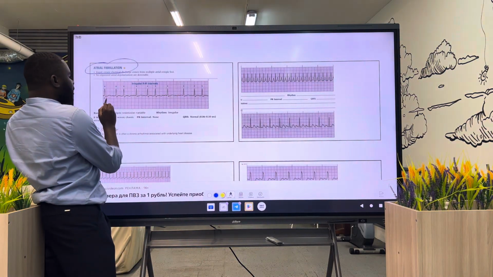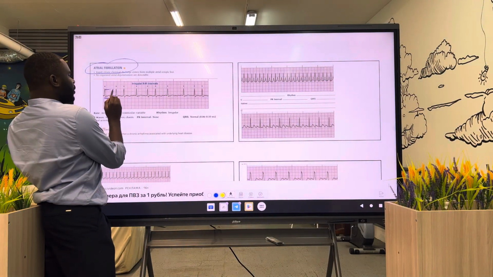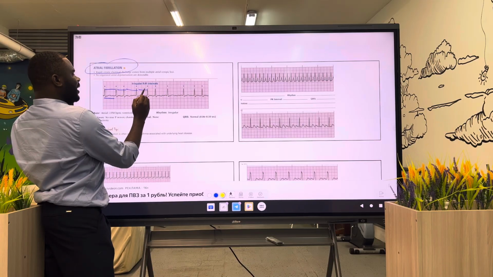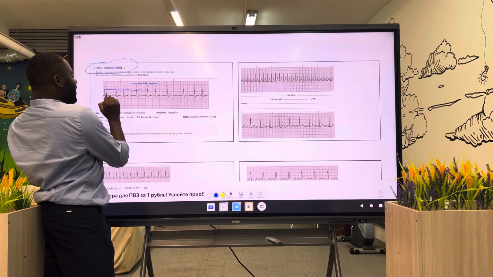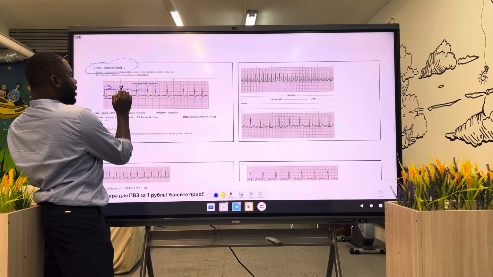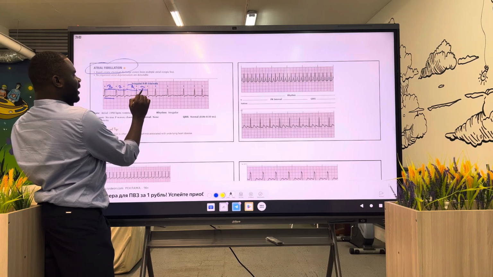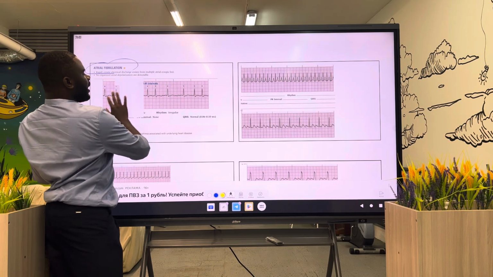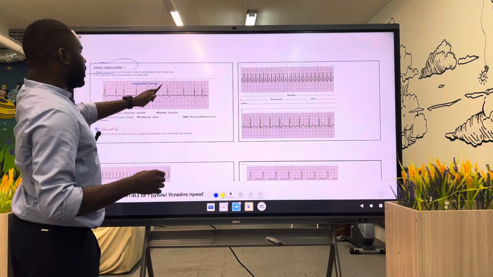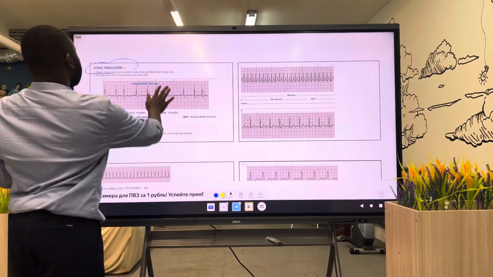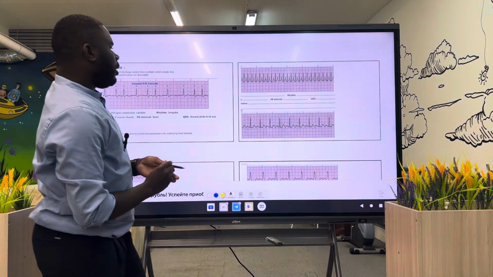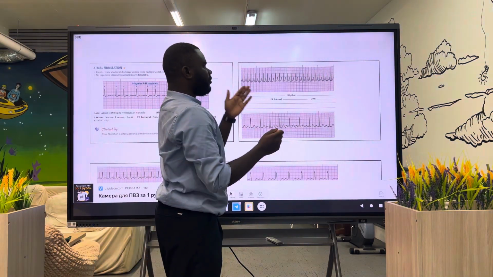So first of all, we know that it is non-sinus. Second thing, it is irregular, because here we have like three boxes, here we have two, here we have four, here we have three, right? So it is irregularly irregular. So we know that it is atrial fibrillation.